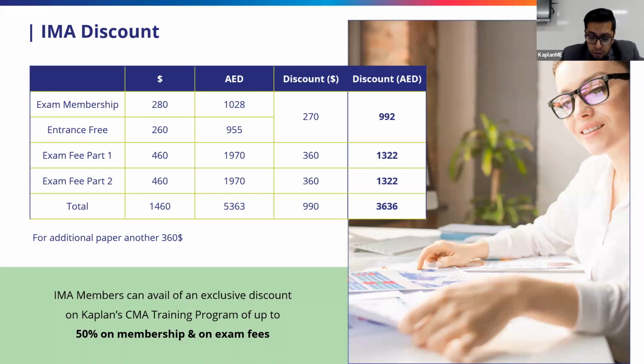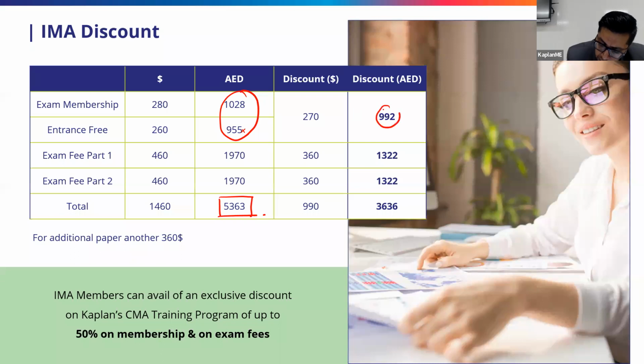And what I also want to say is that if you come to us for your CMA course, you can get a discount from us. So the original fees, if you look at it, is 5,363 for only one part. CMA is a 2-part exam, right? For only one part, you have to pay 5,363. But if you come with Kaplan, because we are a platinum course provider for IMA, we almost waive off this entrance fee. So you will only have to pay for these two.